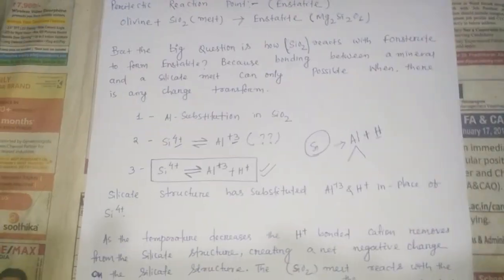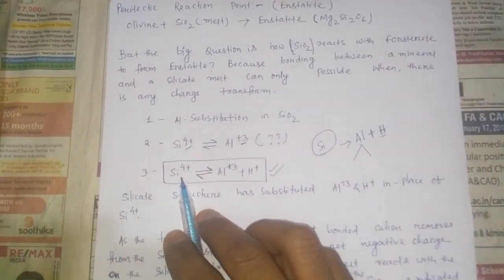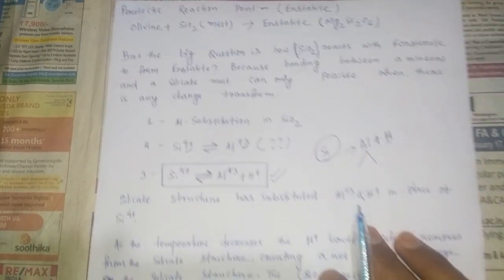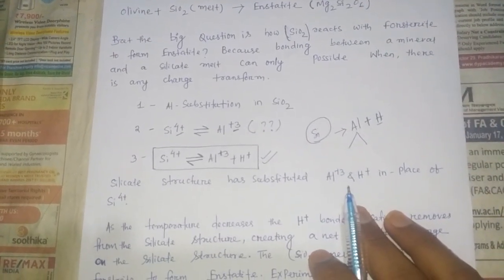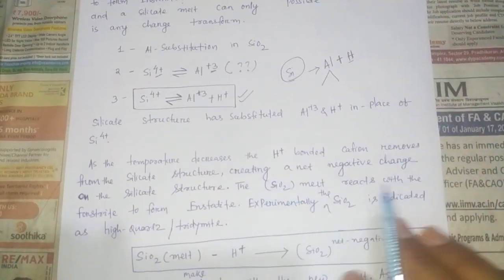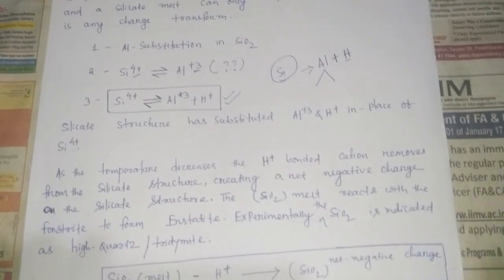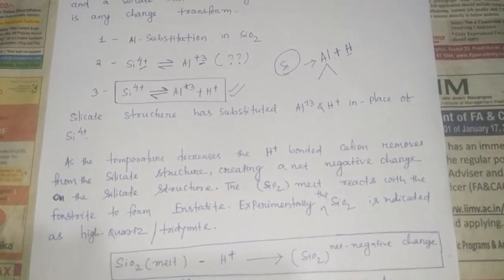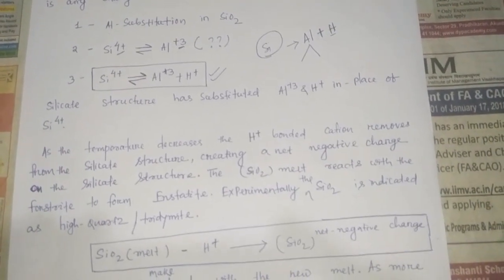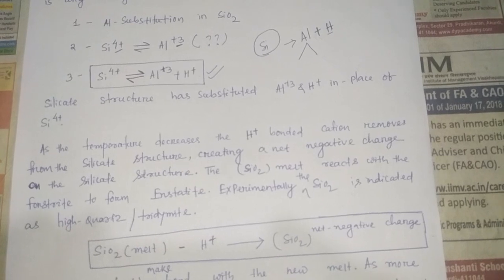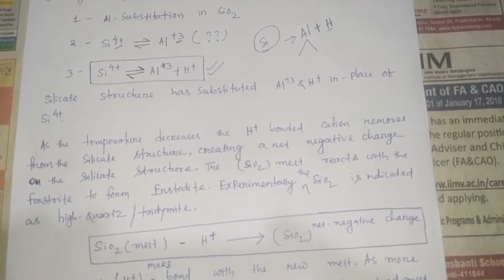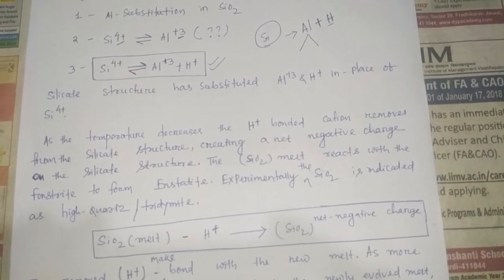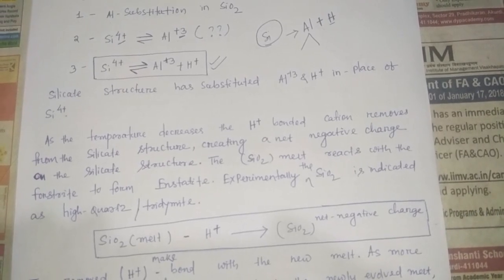So what happens actually is that in place of one Si4+, we have one Al3+ and one H+ substitution in the silicate melt. And as the temperature decreases, the bonded H+ in the silicate melt gets removed, and due to the removal of the H+ ion, there is a net negative charge in the silicate melt structure, and due to that net negative charge, it reacts with the previously formed olivine to form enstatite.